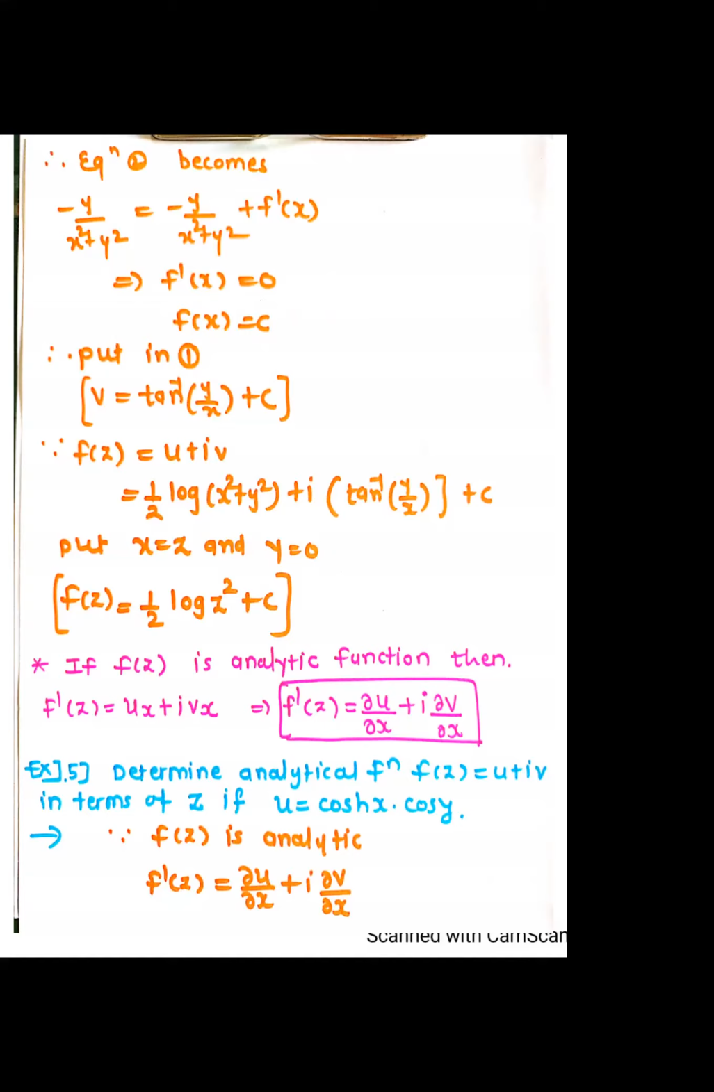F of z पण विचारलंय ना. So what is our f of z? Our f of z is u plus iv. So let us substitute here the value of u and here the value of v. U is 1 by 2 log of x square plus y square, and v is the tan inverse of y upon x. Now put x equal to z and y equal to 0. X equal to z, y equal to 0. You will get that f of z.